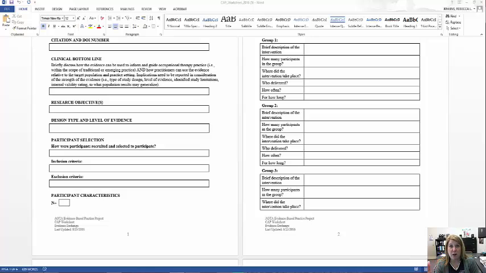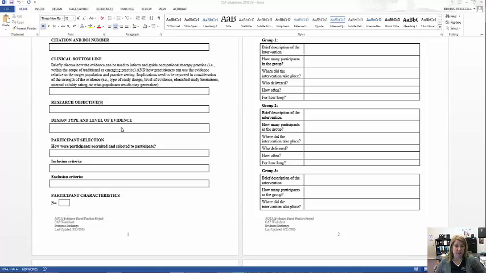The first time you write not reported, you put not reported in words with NR in parentheses, and then from then on you can use NR, and that way we'll know that it wasn't reported. But make sure that in the research objectives and the clinical bottom line and all those, you're not copying it word for word. You need to paraphrase the article and put it in your own words.